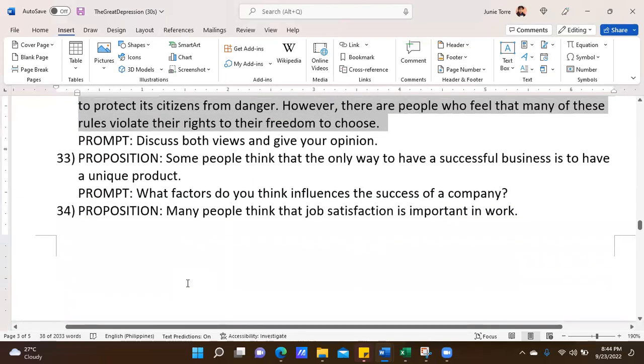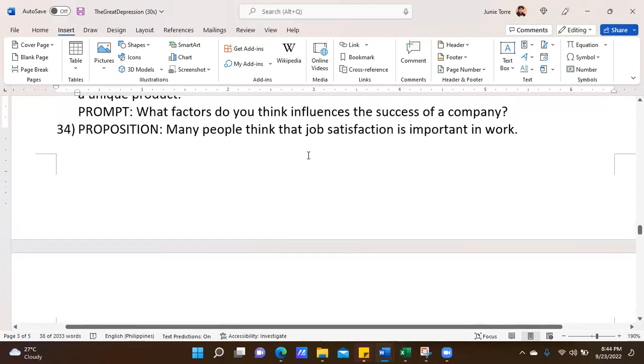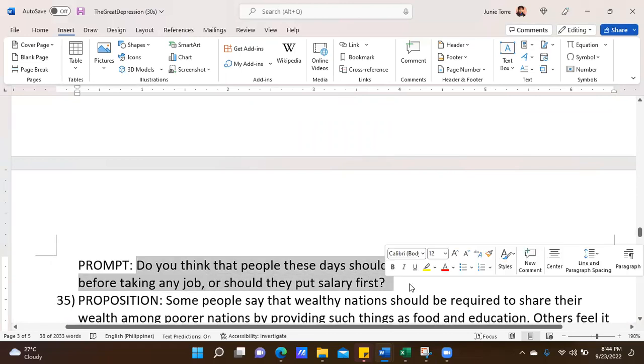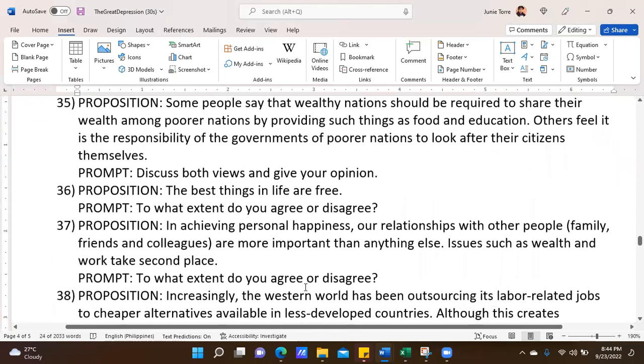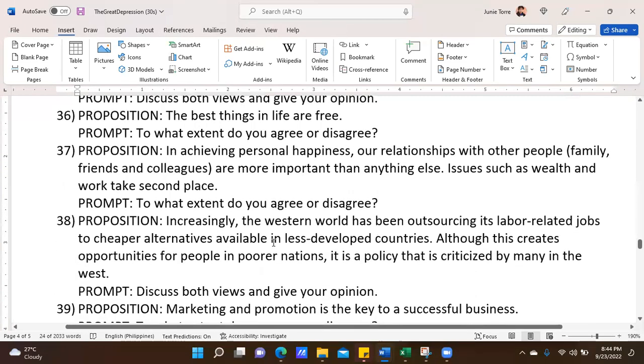Okay, any questions? Many people think that job satisfaction is important in work. Do you think that people these days should be sure of getting job satisfaction before taking any job, or should they put salary first? Oh, interesting, no? Parang Maslow ang mga tanong. The best things in life are free. To what extent? Ito yung outsourcing, guys. This is what's happening to you.